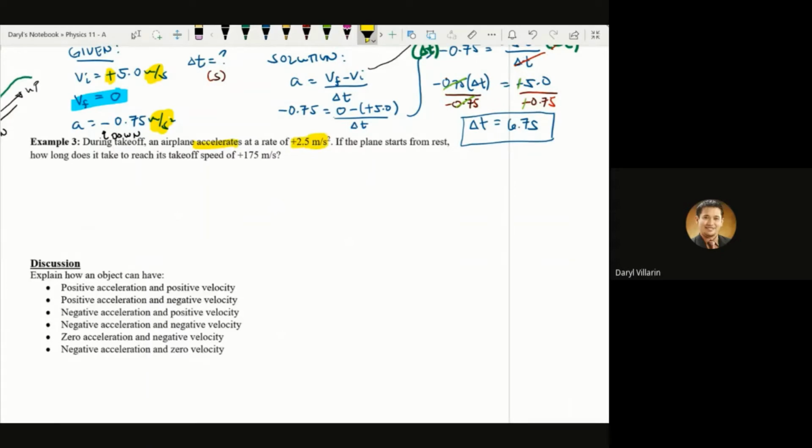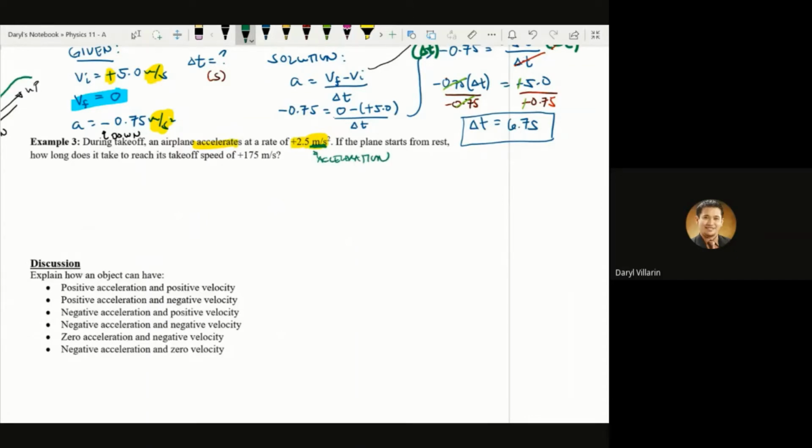So again, even though, in some cases, they will try not to write "accelerates" here. Like, an airplane moves at a rate of 2.5 meters per second squared. Well, since the unit is meters per second squared, that tells you that it is acceleration, okay? So in some problems, they might just say the airplane blah blah blah at a rate of, let's say, 2.5 meters per second squared. So remember that from the unit itself, it tells you that this is acceleration.